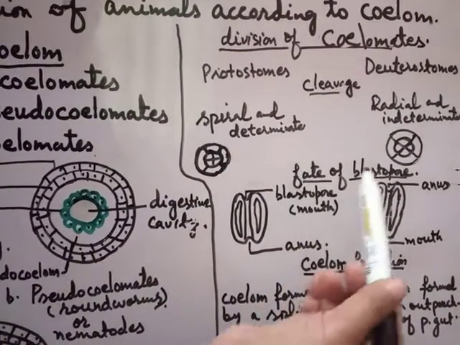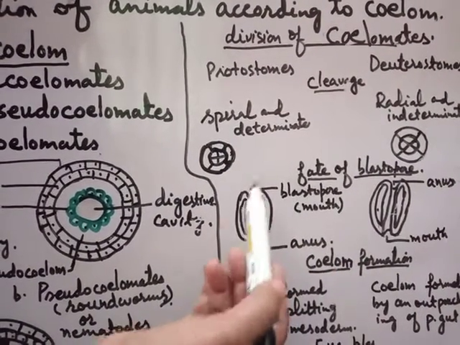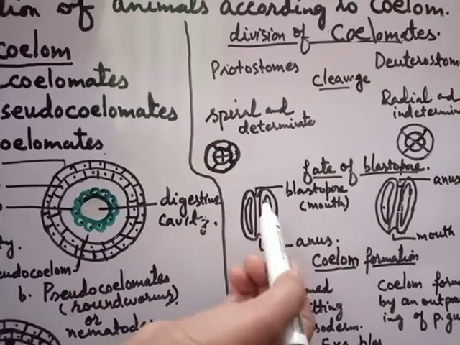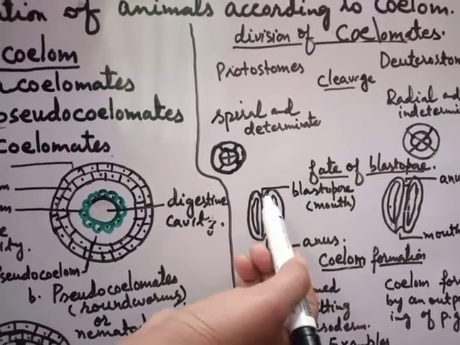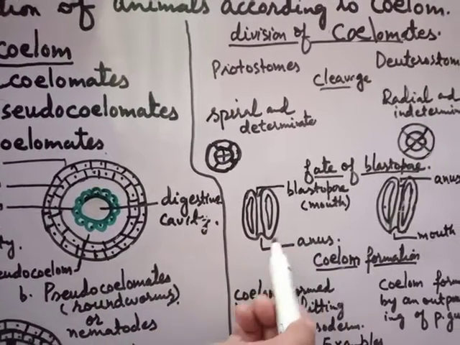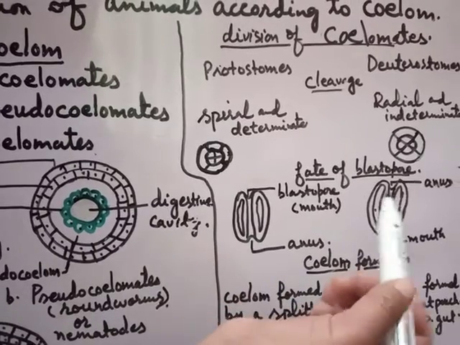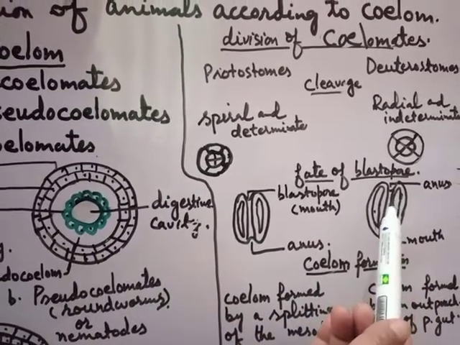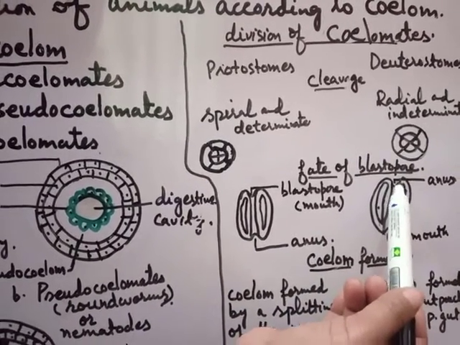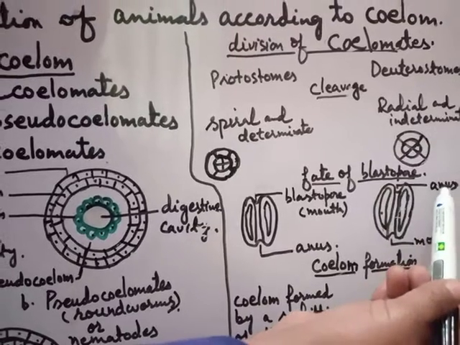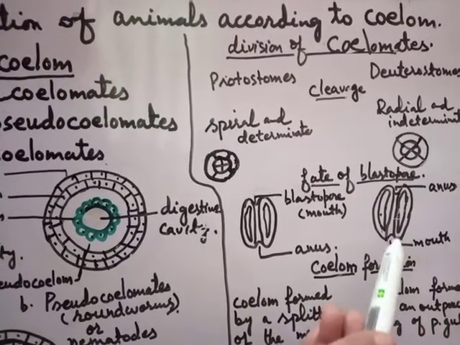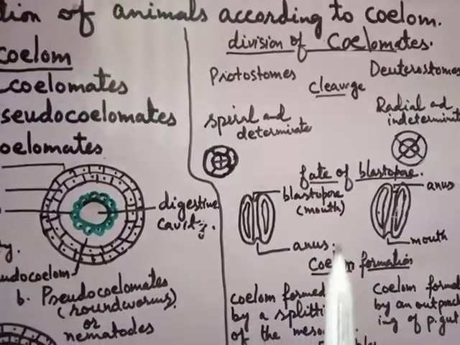Okay, next is the fate of blastopore. Here in protostomes, the blastopore is involved in the formation of mouth, while the anus is formed from the opposite side. While in case of deuterostomes, the blastopore is involved in the formation of anus, and the mouth is formed on the opposite side.